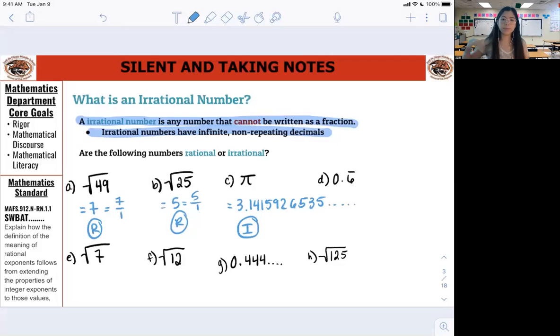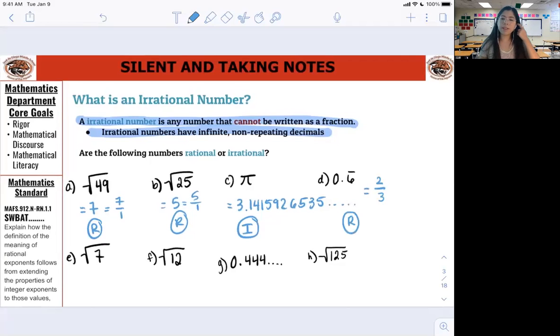So it is irrational. We already talked about 0.6 repeated. What's the difference between C versus D? D has the same number every repeating time. Right. So even though it is infinite, it has a pattern. And since it has a pattern, that makes it rational.